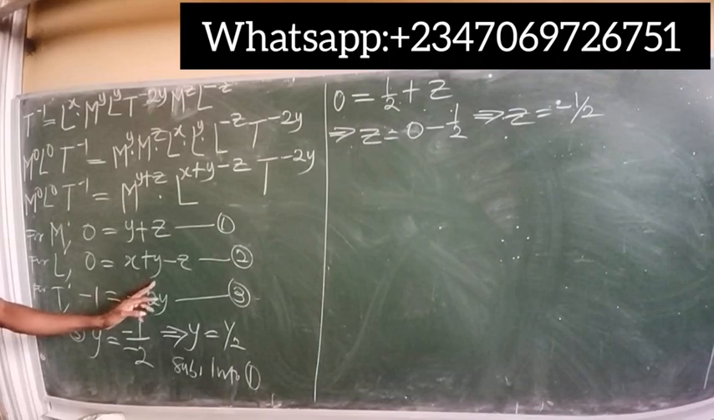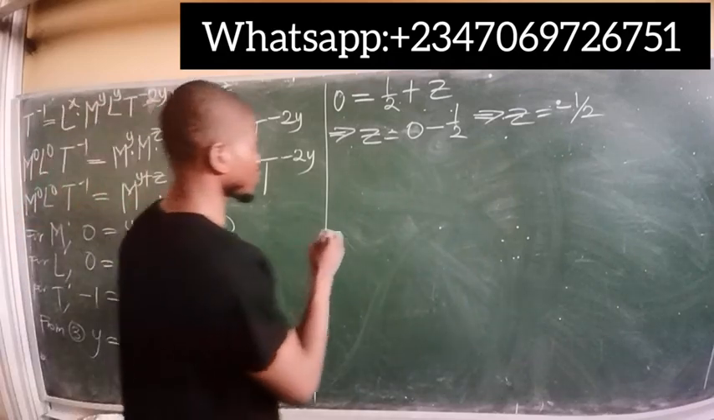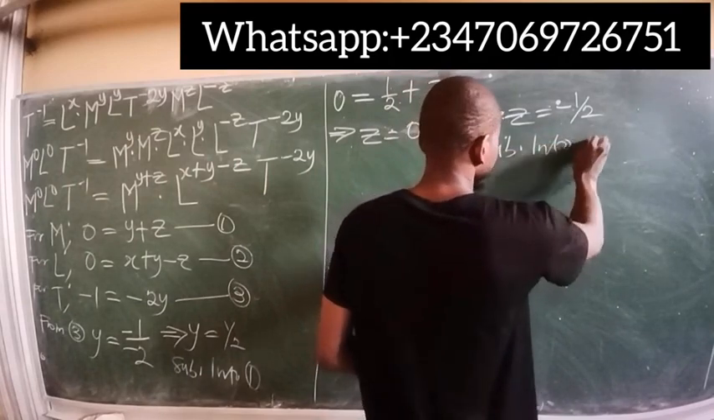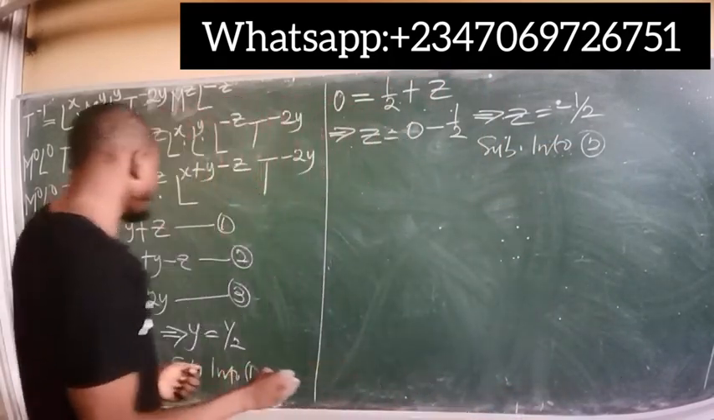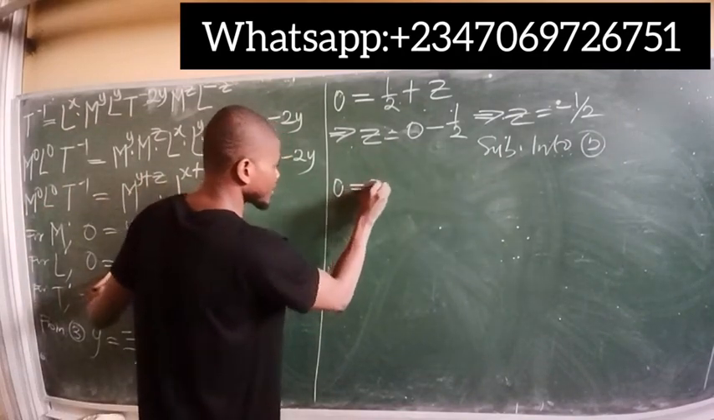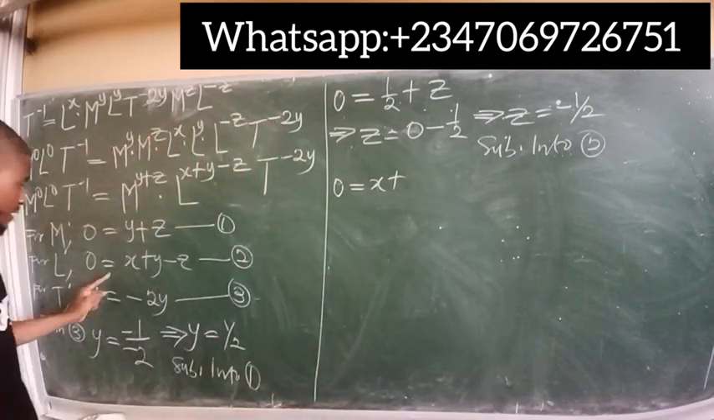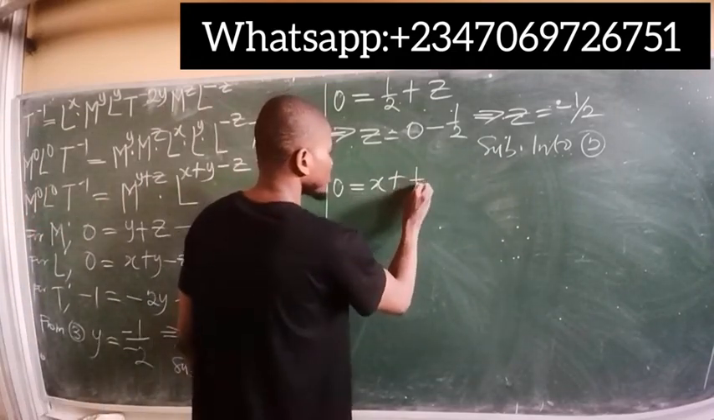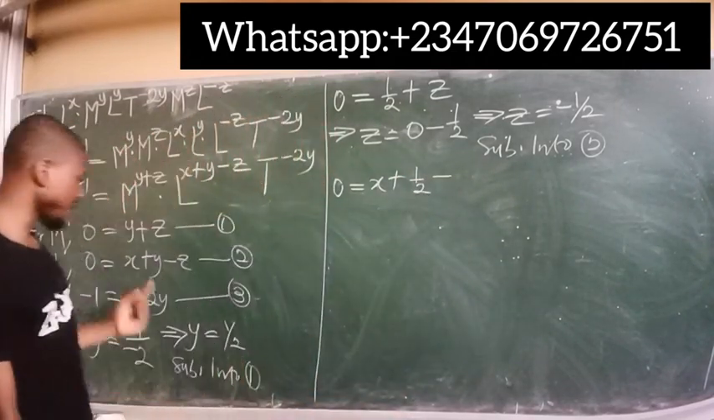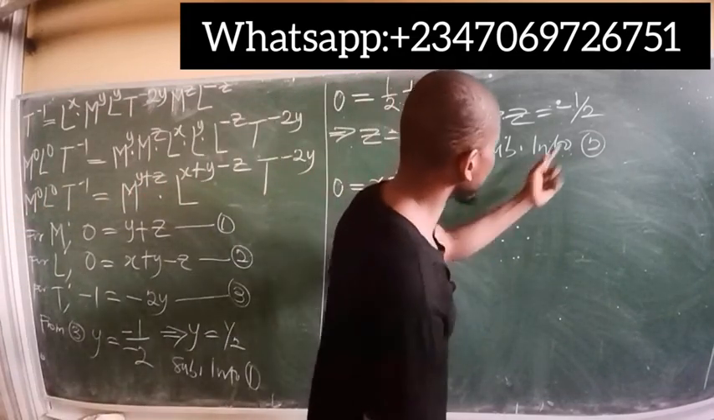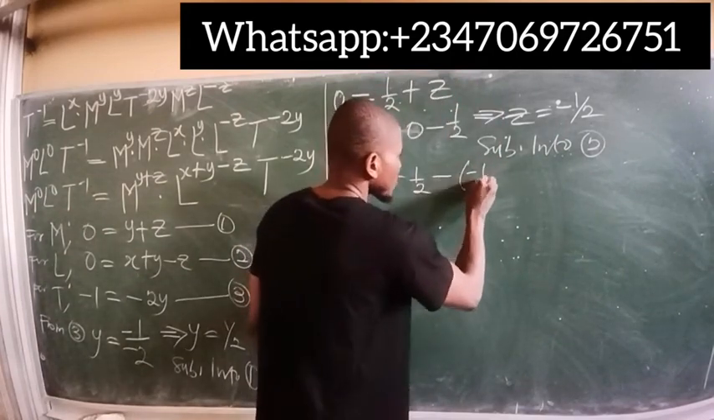We know the value for y, we know the value for z, which means we can find the value of x. So all we need to do now is simply substitute z into equation 2. From equation 2 we have 0 equals x plus y, and we'll find the value of y, x plus y is actually 1 over 2. So you simply have plus 1 all over 2 minus, remember, x plus y minus z, and z itself is simply minus 1 over 2. So minus 1 all over 2.